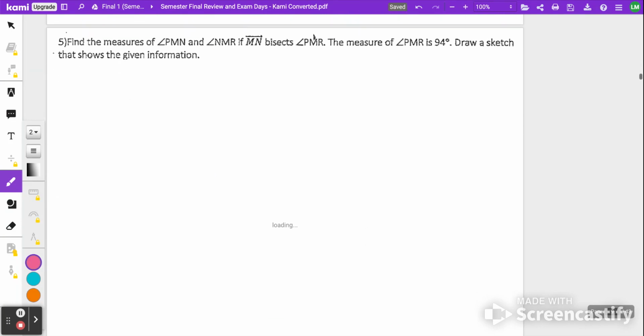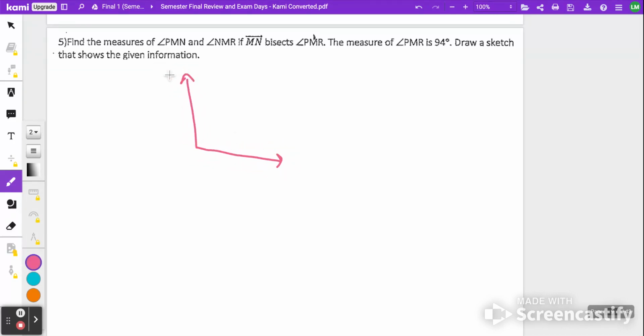Number 5, find the measures of PMN and NMR. If MN bisects PMR, then the measure of PMR is 94 degrees. Draw a sketch that shows this given information. Always important to show a sketch. So it says about 94 degrees, so that's slightly larger than a 90-degree angle.